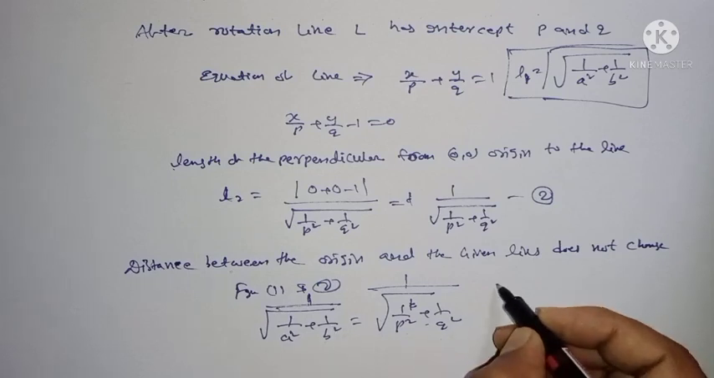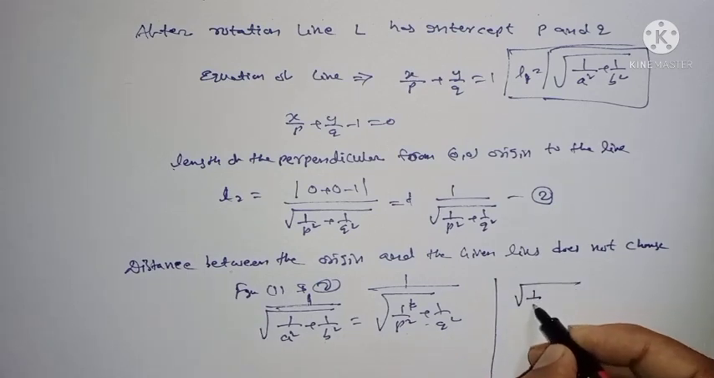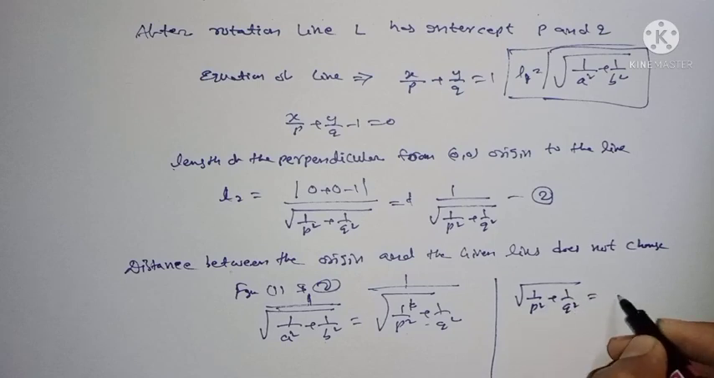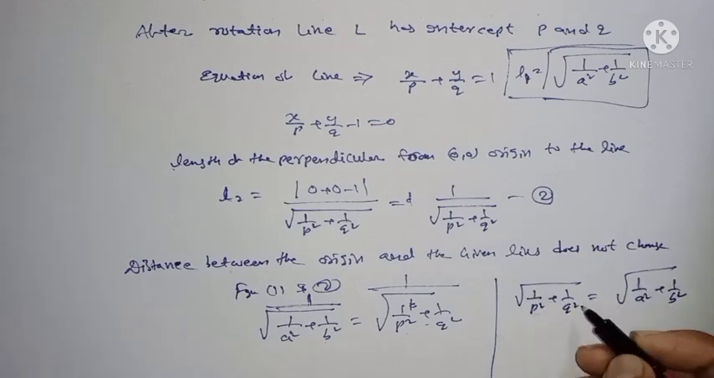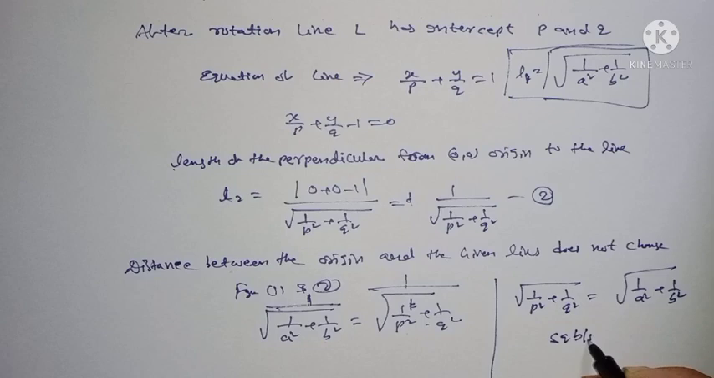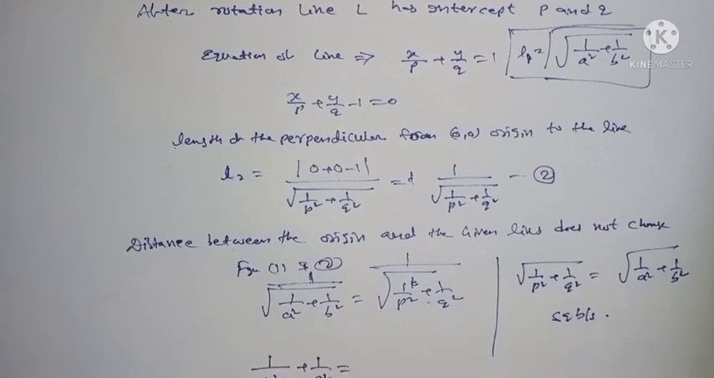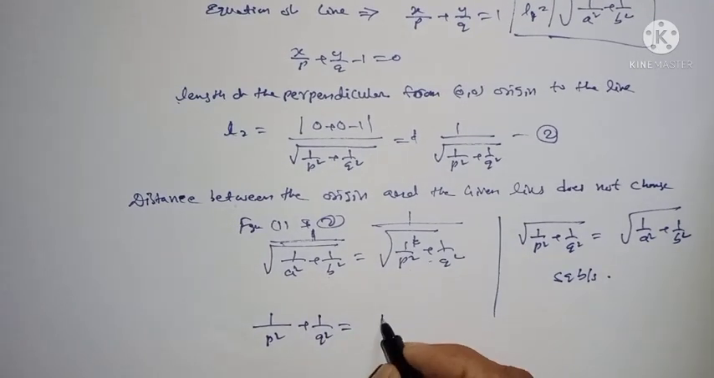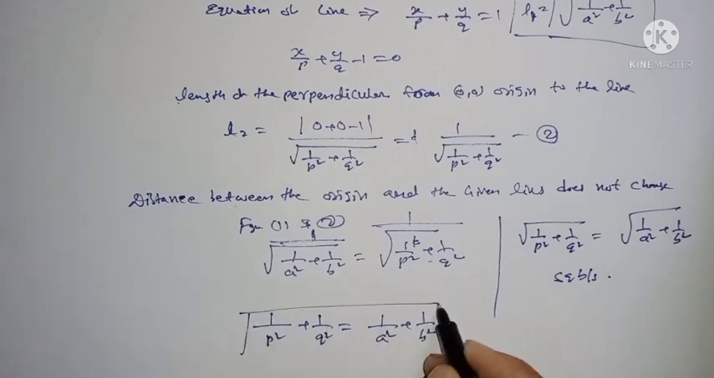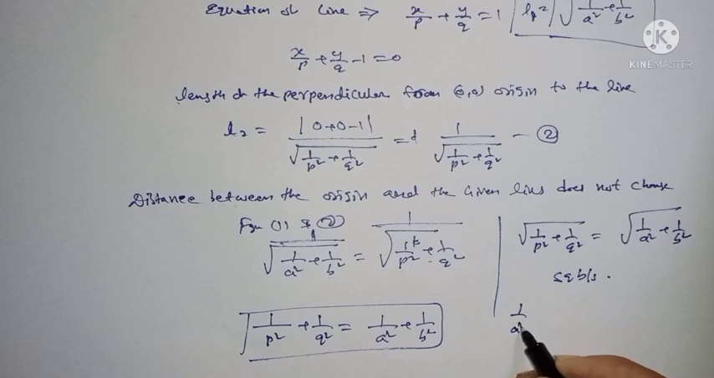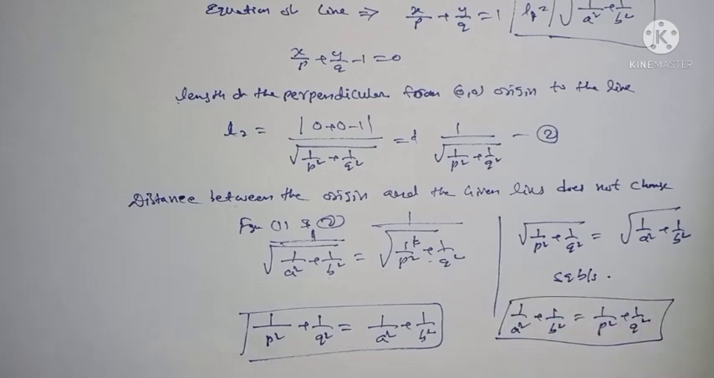You can do cross multiplication: root of 1/p square plus 1/q square is equal to under root of 1/a square plus 1/b square. If you remove the roots and square both sides, 1/p square plus 1/q square is equal to 1/a square plus 1/b square. This is our required condition: 1/a square plus 1/b square is equal to 1/p square plus 1/q square.